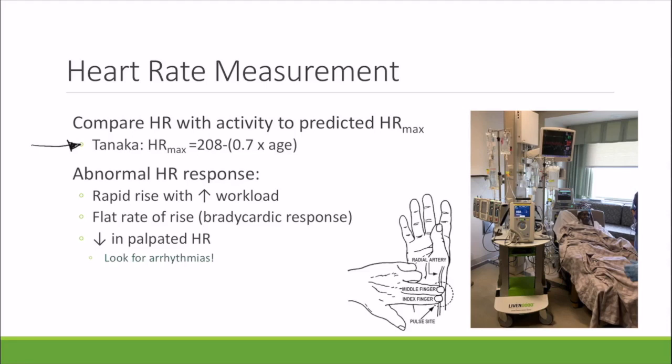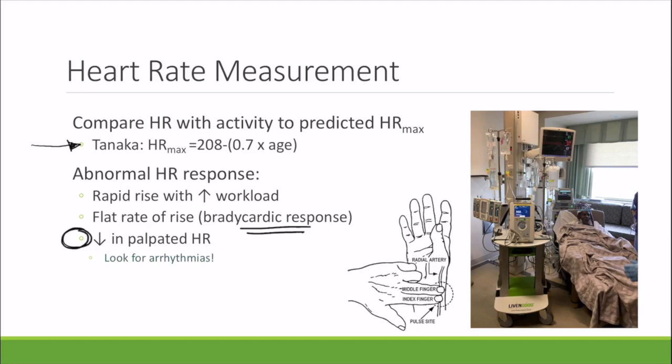If you see a really rapid rise in heart rate to activity, that can be a sign of severe deconditioning. It can also be a sign that your cardiovascular system is not appropriately raising stroke volume. Something's limiting stroke volume increase, so they're compensating by using heart rate to maintain cardiac output. There may be a flat rise or a bradycardic response, and if they're not on a beta blocker, that would be an abnormal finding.